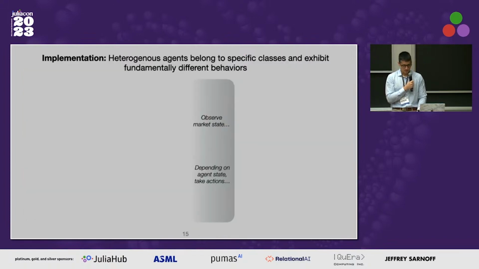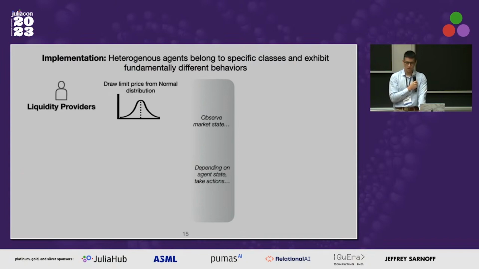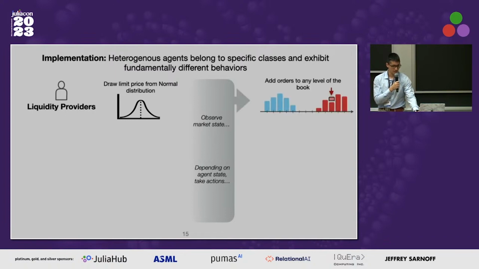So the agents themselves, we're going to take a minimal assumption approach here, right? Because it's a baseline. We're going to think of the first type as these liquidity providers. These are going to draw randomly a limit price from a normal distribution, depending on the market state as well as their agent state, aka their inventory and cash. They're going to take an action and add these orders to this level of the book. They're going to be the primary source of price movement resistance.